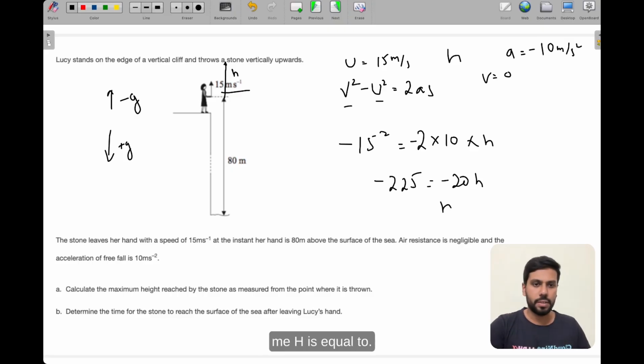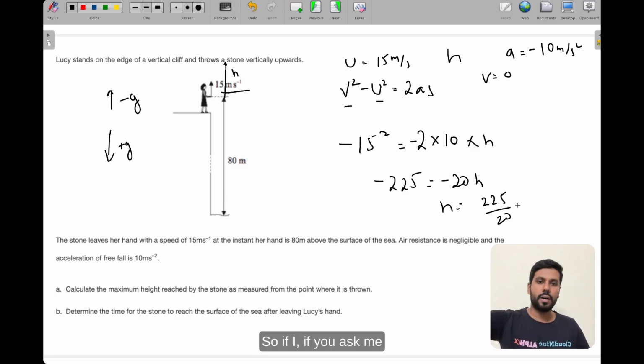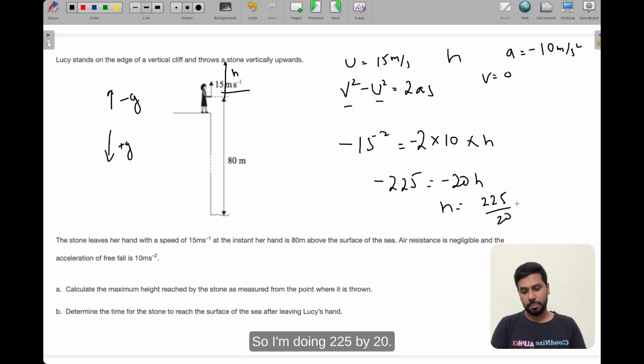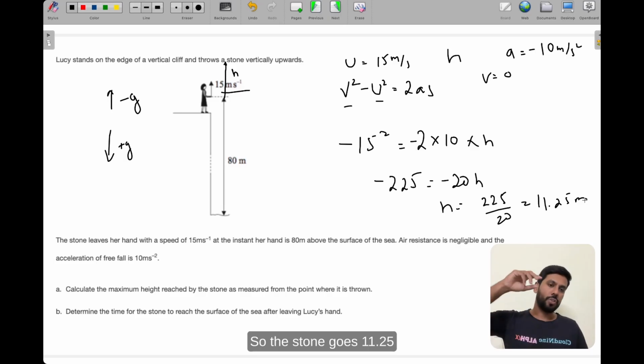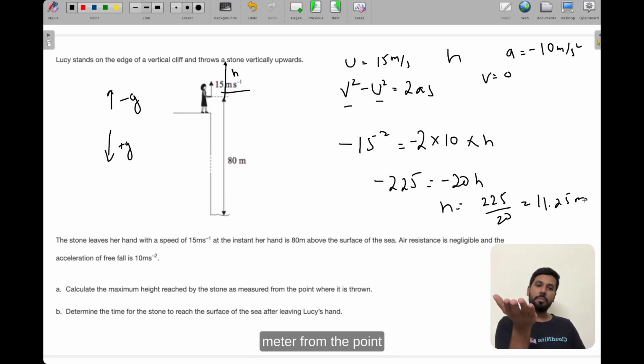So that would give me h is equal to, minus minus gets cancelled, 225 by 20. Don't mind me, students, I'm very bad at calculation. So I'm doing 225 by 20. That's 11.25, isn't it? 11.25 meter. So the stone goes 11.25 meter from the point of her hand.